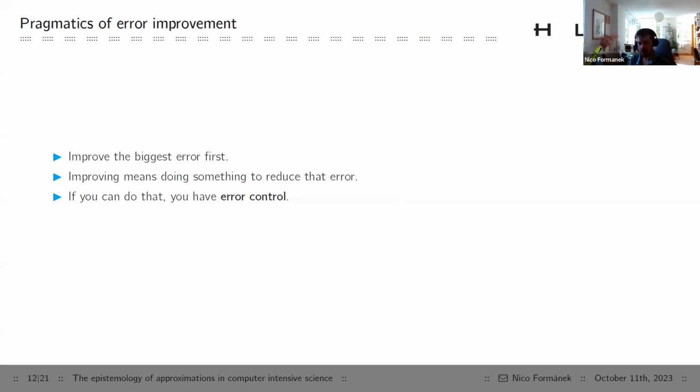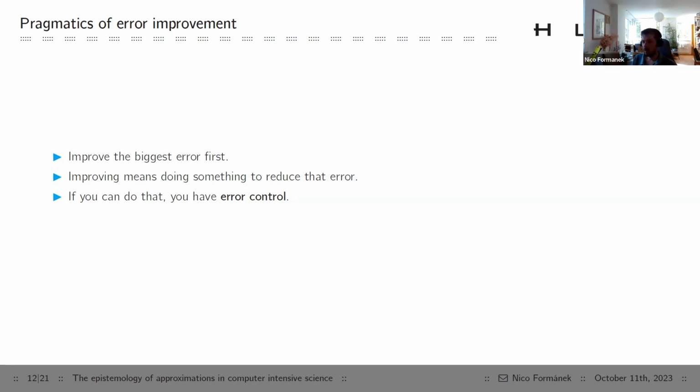And this then suggests a certain kind of pragmatics of error improvement, right? So I think it's quite obvious that you should improve the biggest error first. Whatever your sources of errors are, it doesn't make sense to start improving the errors that are already small. You need to try to get them to a similar level, and to do that, you need to somehow fiddle around with the error that has the largest absolute magnitude. And improving an error, of course, means doing something to make it smaller, to reduce it.